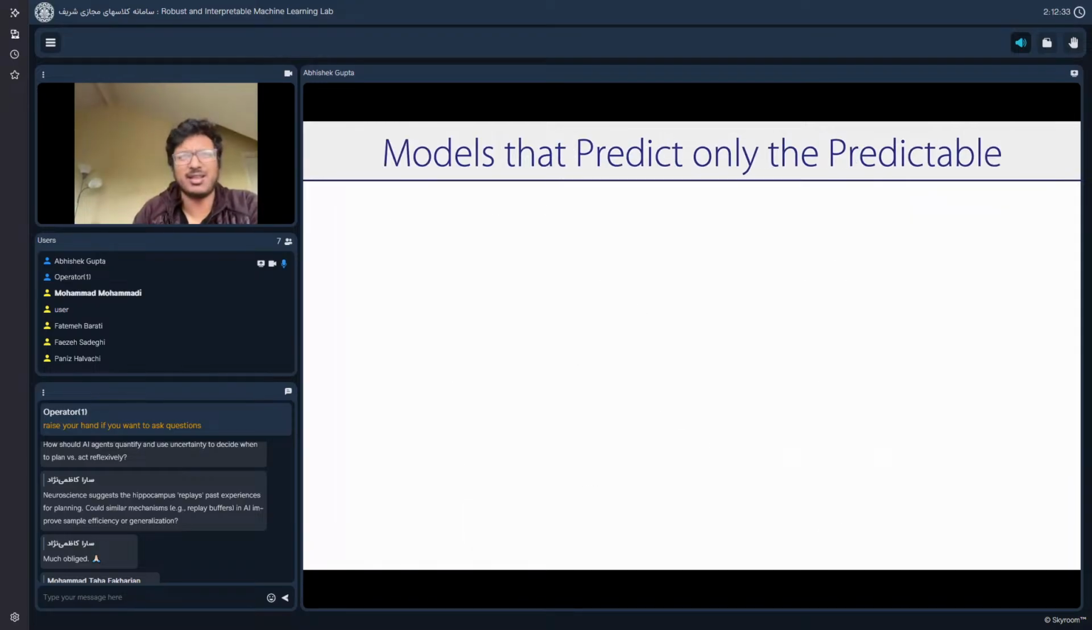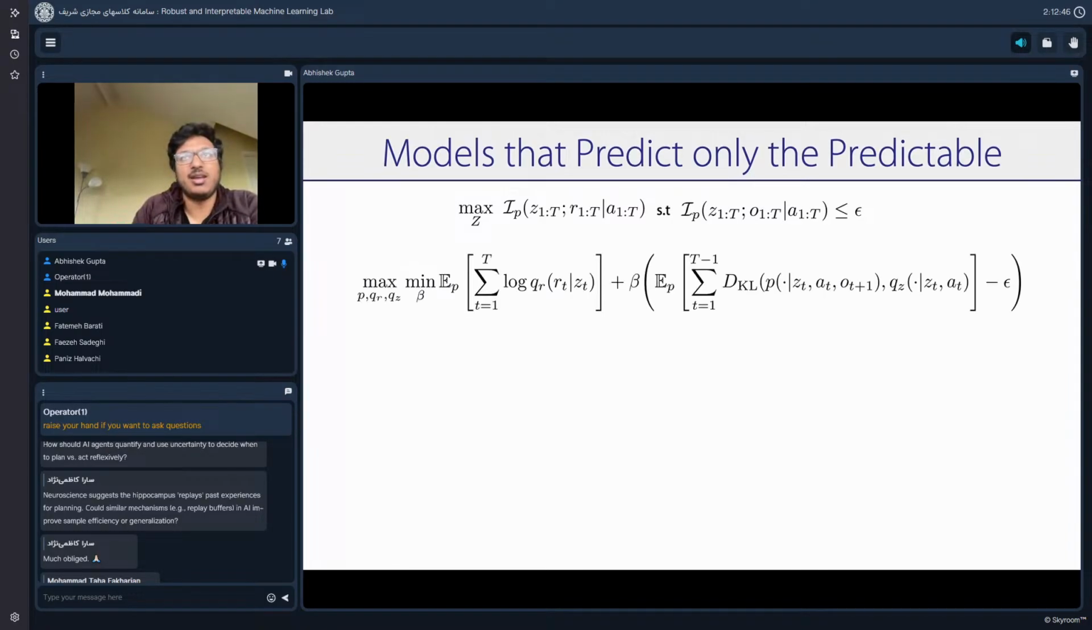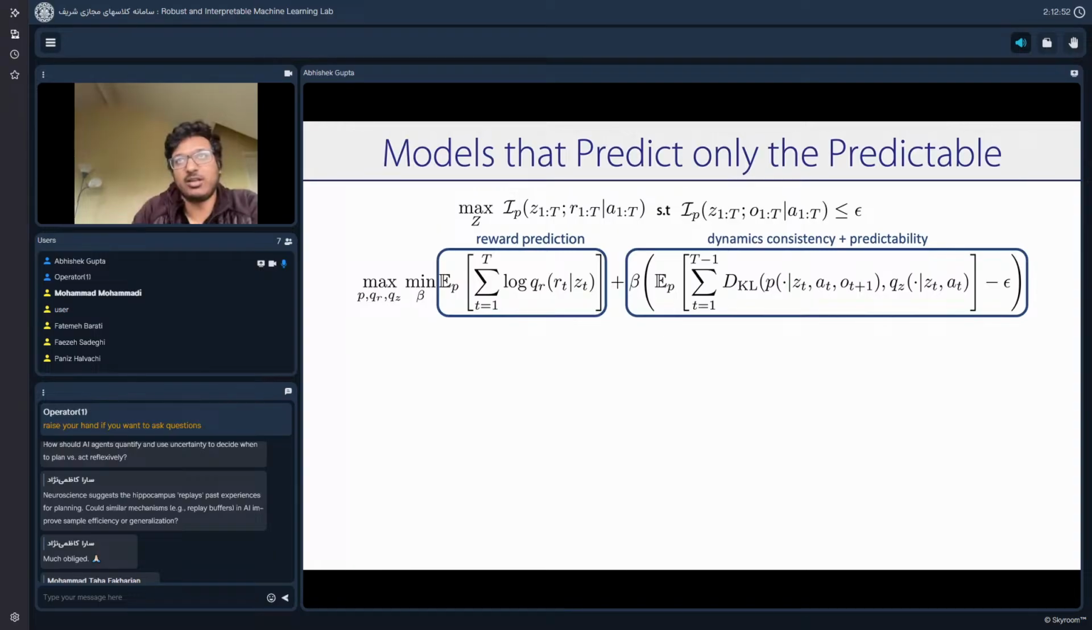Let's try to unpack that objective. Essentially, what that objective says in words is: try to build models that only predict predictable elements of the world. What I mean by predictable elements is that the first objective is going to predict the reward, and the second objective is going to try and predict things that you can predict reliably. You can think of this as if you had a scene which had, let's say, a robot and some people.